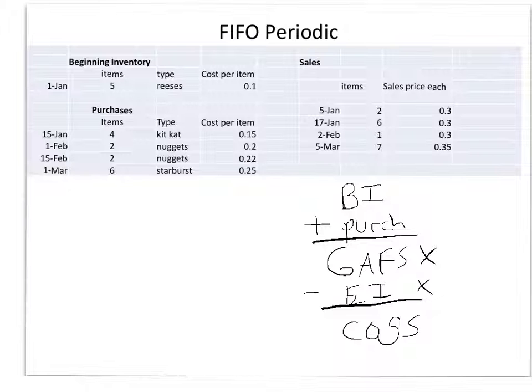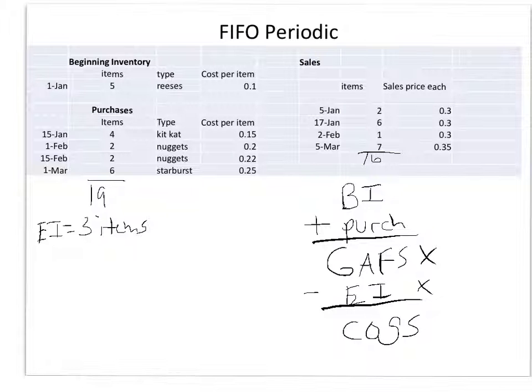So if we look at our beginning inventory of 5 items and all of our purchases, we total all those up. We had 19 items to begin with. And if we look at all of our sales, we total those up. We sold 16 items, okay? So now it's important to realize that if we sold 16 and we had 19, what is our ending inventory? So ending inventory equals 3 items.